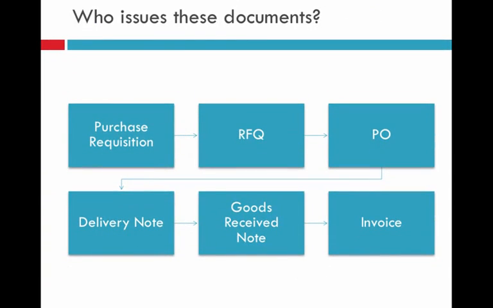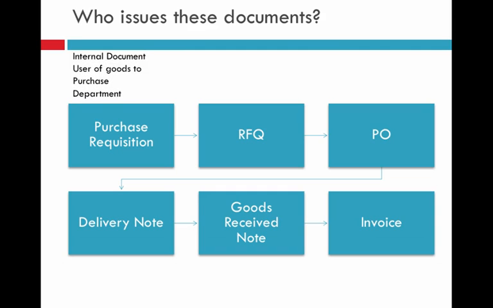Alright, so now you know that these 6 different document types are the most important documents in the P2P process. What you need to understand is who issues these documents. Now what I want you to do here is, before we discuss who issues all of these 6 different documents, I want you to pause the video and take a break and try to guess it by yourself. Okay, so who issues a purchase requisition?